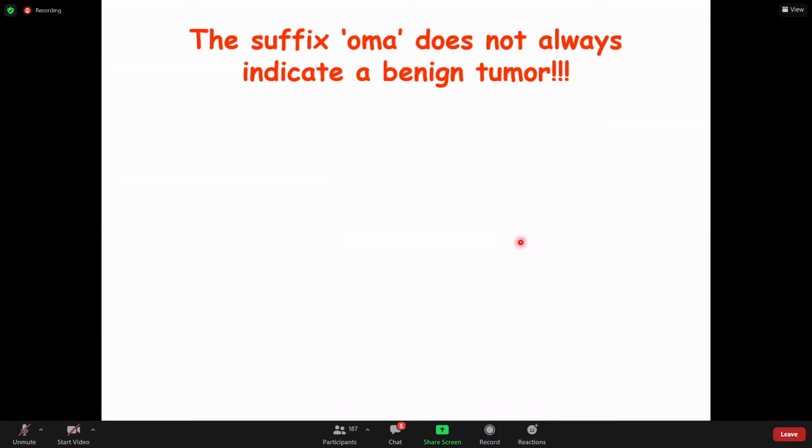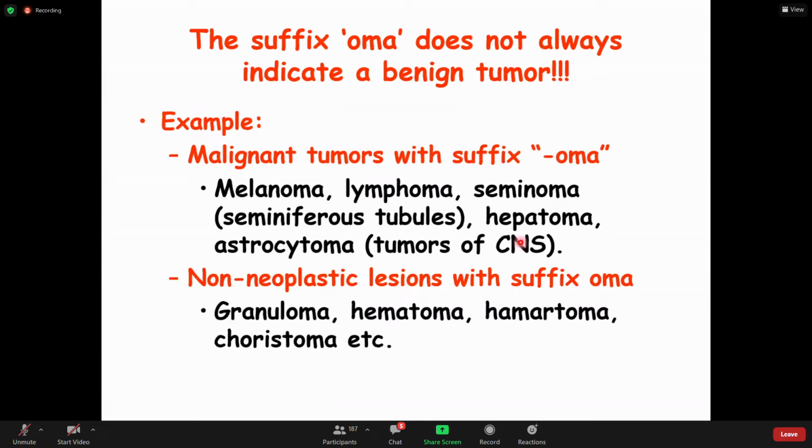All right, so the -oma does not always indicate a tumor or a benign tumor. As I mentioned to you, it may actually indicate a malignant tumor. For example, if you take a melanocyte and add to it -oma, you will get one of the most invasive and most devastating tumors that man knew. That is the melanoma. Okay, you add to it a lymphocyte, and you call it a lymphoma, the same exact thing. So in this case, it is malignant tumors rather than benign tumors.